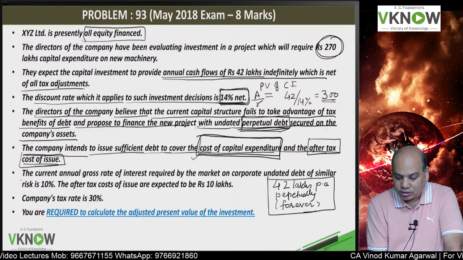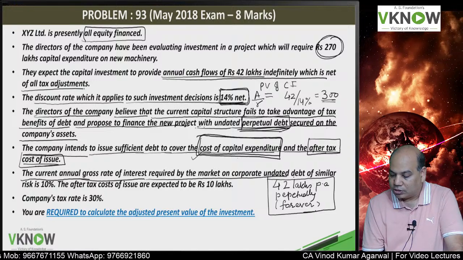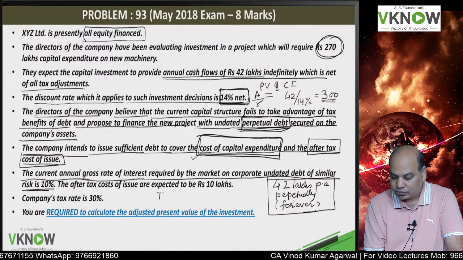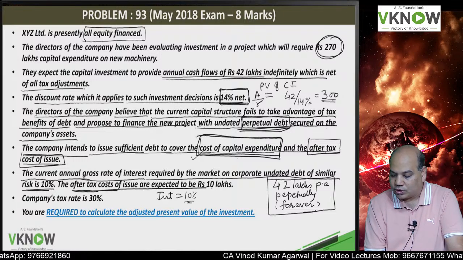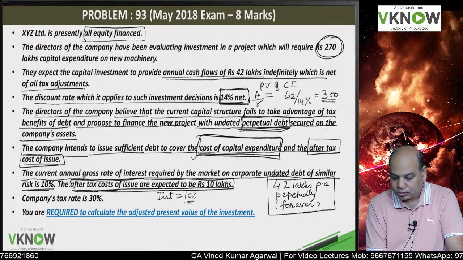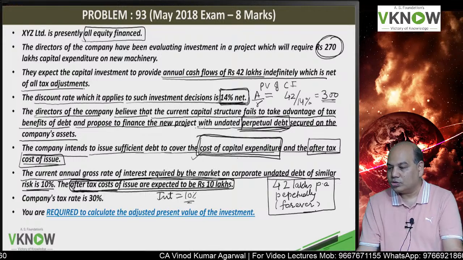Next point, the current annual gross rate of interest required by the market on corporate undated debt of similar risk is 10%. So interest rate is 10%. The after tax cost of issue is expected to be 10 lakh. To issue debenture, your cost of issue would be 10 lakh.